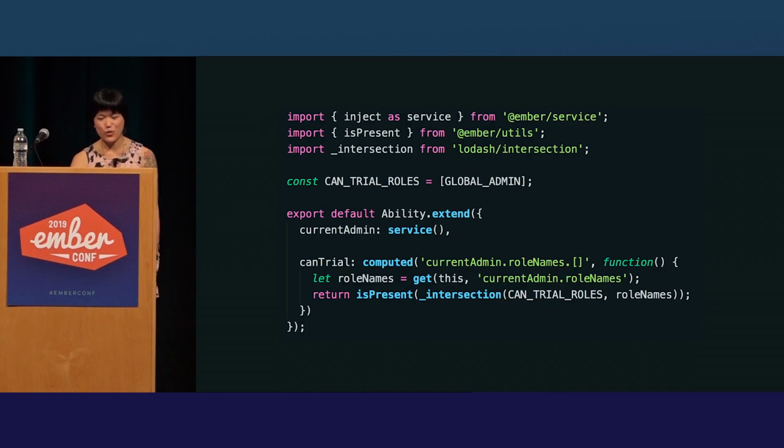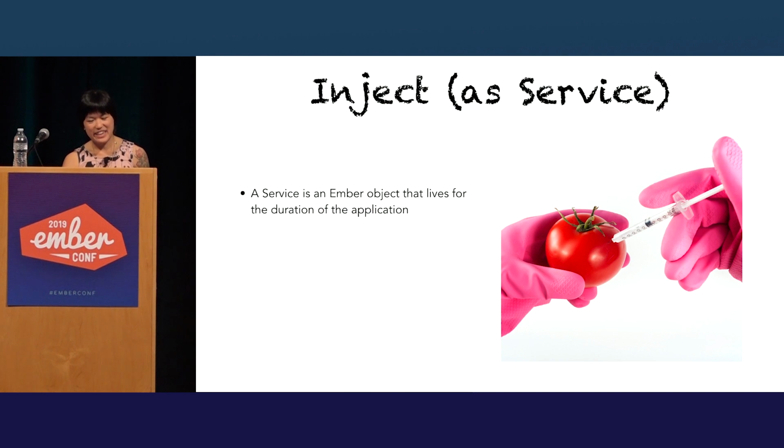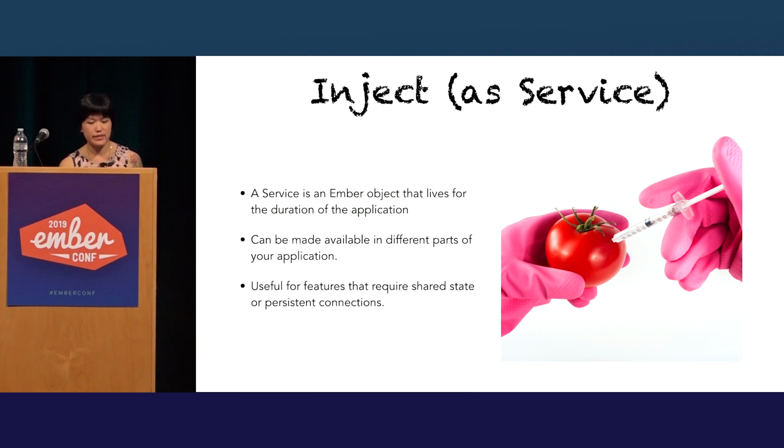Okay, I is for inject as service. And I was like, what? Inject what as a service? Lots of different things. So I found out that a service is an Ember object that lives for the duration of an application. They can be made available in different parts of your application, and they're useful for features that require shared state and persistent connections.